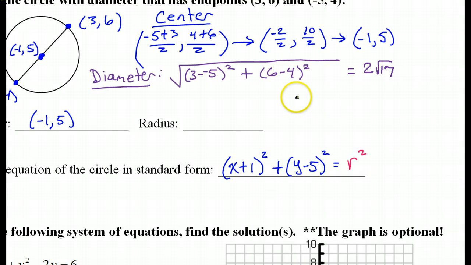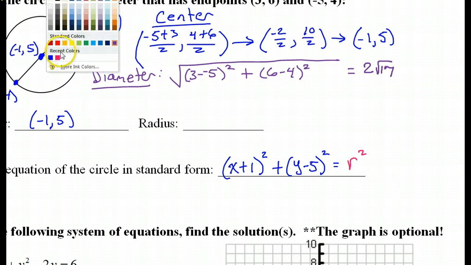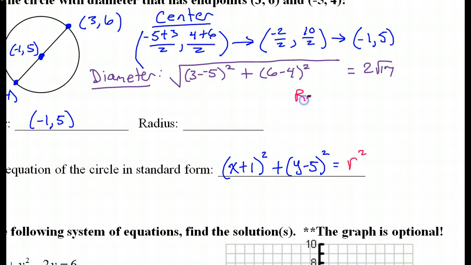Okay, that means the radius, the diameter is the whole way. The radius is half of this. So the radius should be 2 radical 17 divided by 2. And obviously those 2's are just going to cancel out. So the radius is radical 17.